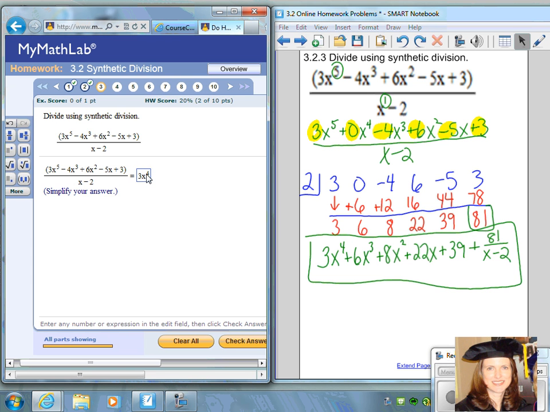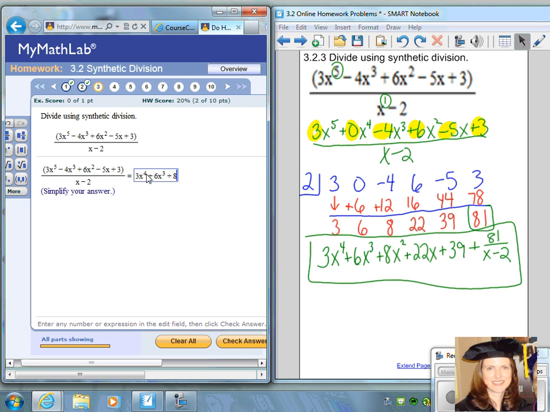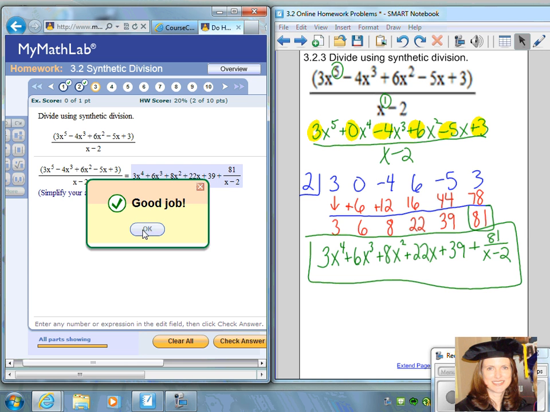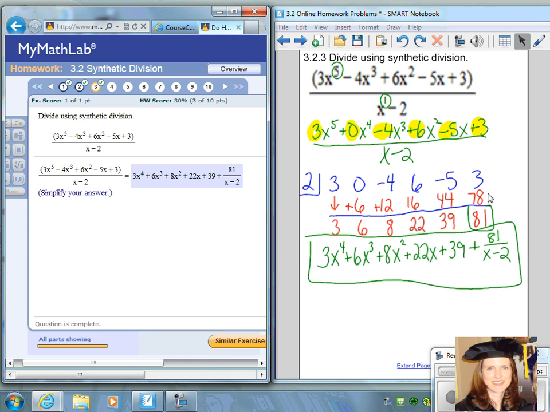3x to the 4th plus 6x to the 3rd plus 8x squared plus 22x plus 39 plus, now we have to write this as a fraction. The numerator, the remainder, is 81 over what you divided by, x minus 2. So when you have a remainder, that remainder is going to be added to the result as a fraction where the remainder is divided by the x minus 2.